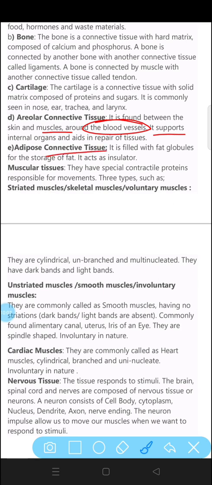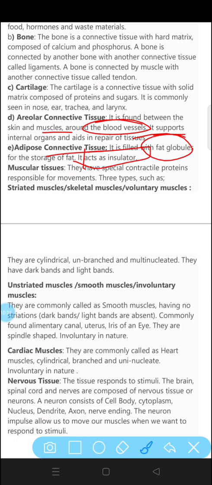Next is adipose connective tissue. Adipose connective tissue is basically fat globules. It contains fat. The storage of fat is present in adipose connective tissue, and it acts as an insulator as it traps the heat of our body inside the body only.